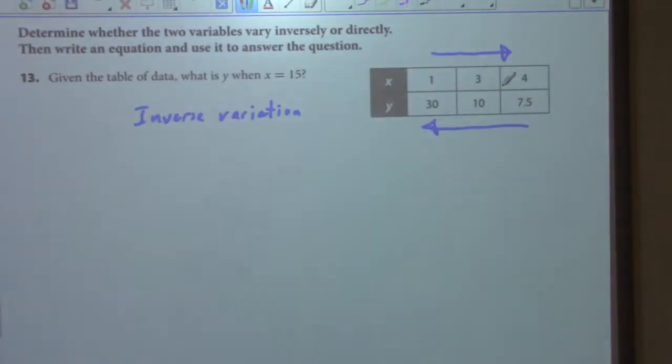I got 2. Okay, so Braden says y is equal to 2. Yep, so let's go ahead and look at this. When you multiply x and y together, what do you get in each case? 1 times 30 is 30. 3 times 10 is 30. 4 times 7.5 is 30. So what times 15 equals 30? It's going to be y equals 2. So I think that's a correct answer, right? All right, good job.